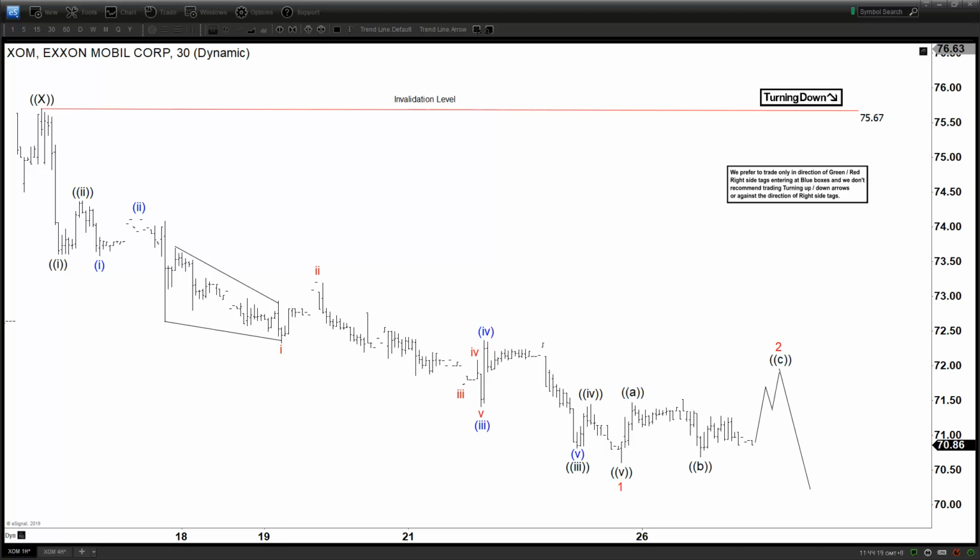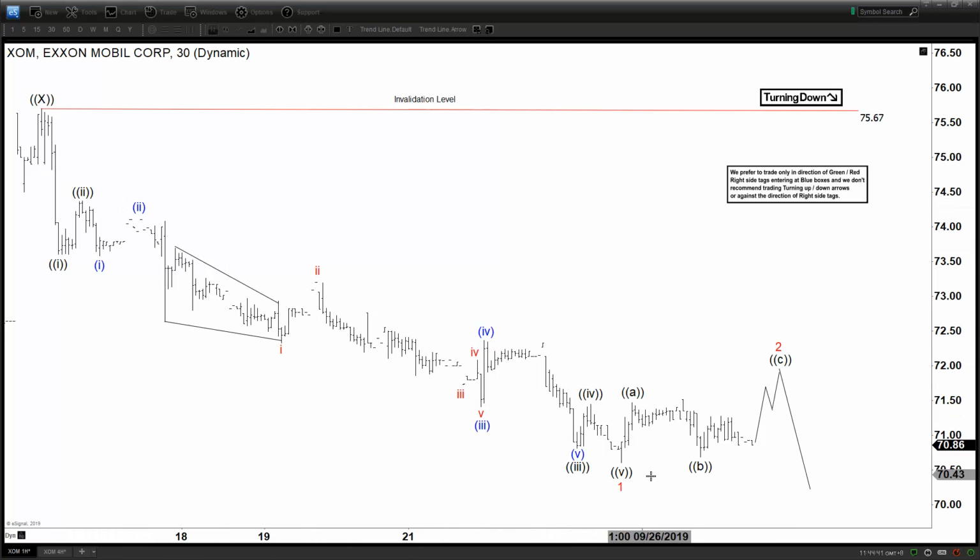GMT approximately. So here today we are looking at the chart of Exxon Mobil. This is a short-term chart, 30 minutes, and we could see right here that the rally to $75.7 is labeled as a W-X, and then from here the stock has started to turn lower.